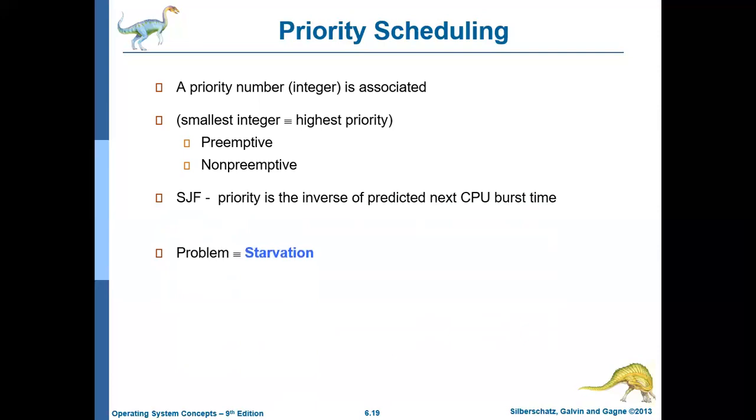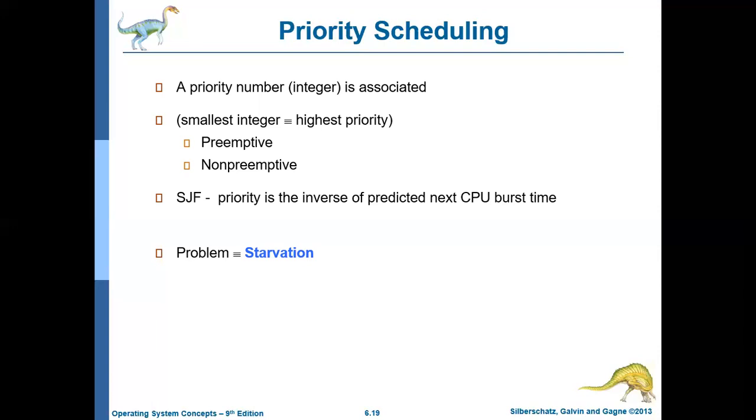So is there any drawback with the priority scheduling algorithm? Yes, there is a drawback, and that drawback is called starvation. What is starvation? Starvation means that a process with lower priority may not get the CPU for a long period of time, or it may not get it at all throughout its lifetime. This problem is called starvation.